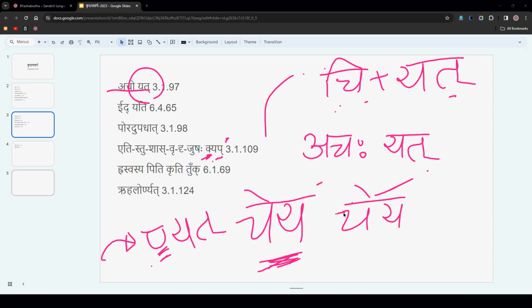There are other sutras also for how this ikara changes to e. Ikara's guna is e, so ikara changes to e. For that step also there is a different sutra. But anyway, finally we get che plus ya, cheya.